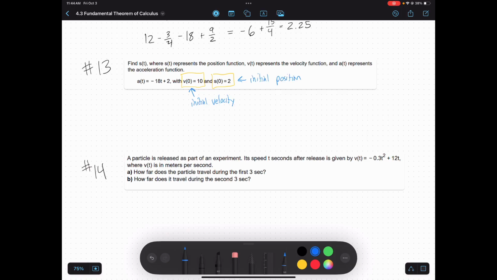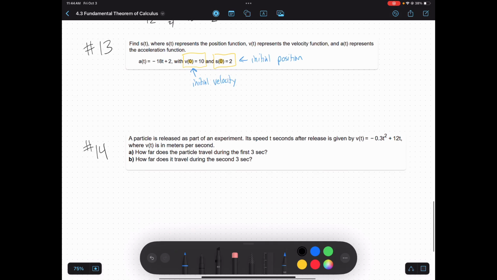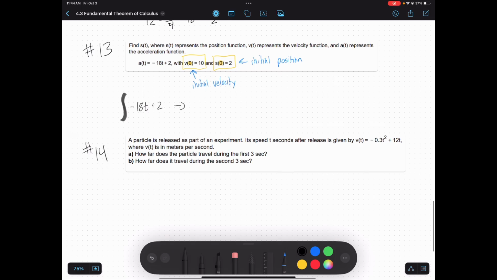How do I know that? Because both of these have 0 plugged in, meaning it's a starting value. It's an initial velocity and an initial position. So what is this problem really asking me to do? This is asking for an indefinite integral. Why? Because if I take the indefinite integral of my acceleration function, that gives me the antiderivative.